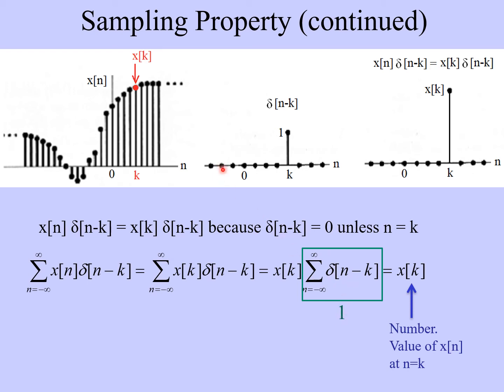In other words, when we add up all these zeros, there's the 1, and all these zeros here, we still get the same 1. So all this stuff in the green box here goes away. It's a 1. So what we're left with is a number, the kth value of the sequence x of n.